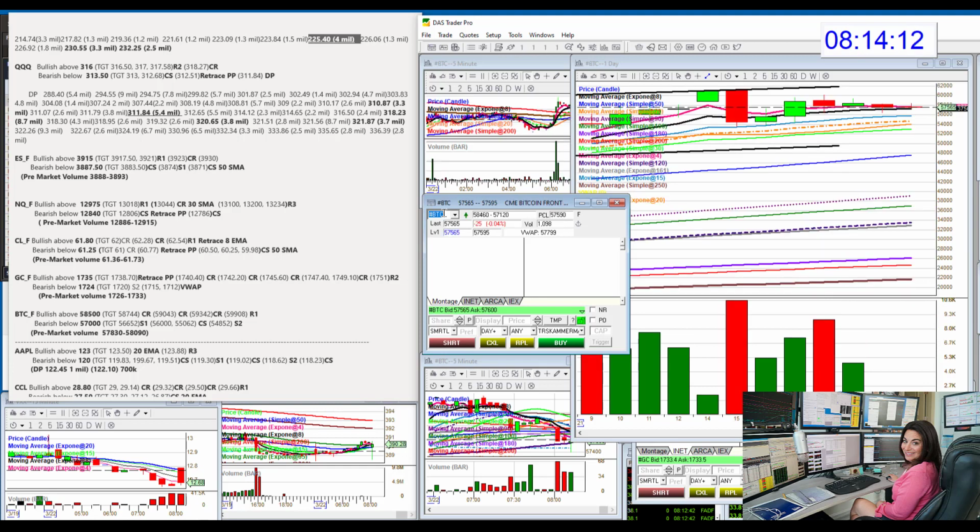And the Bitcoin futures. We have a lot of room to go up or down here. So this is a better trade. Maybe you want to trade crypto today. Bull above 58,500, bear below 57,000.